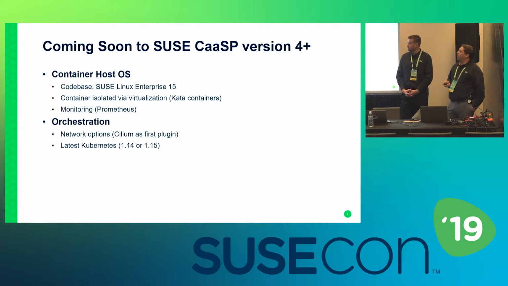What's coming with version 4? In essence, the biggest one is that we'll integrate the latest Kubernetes version, whether it's a 1.14 or 1.15. It's still up for debate, but that's coming up real soon. Additionally, it's not going to come with 4GA, but an additional update down the road. We'll provide support for Kata containers. We will provide monitoring with Prometheus, as well as additional network options like Cilium.